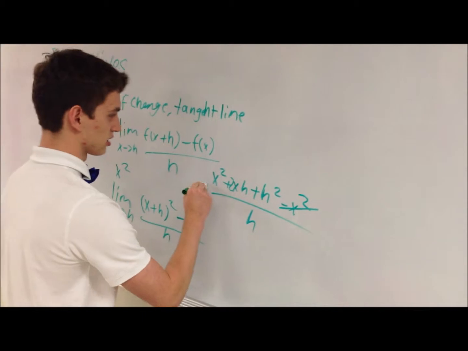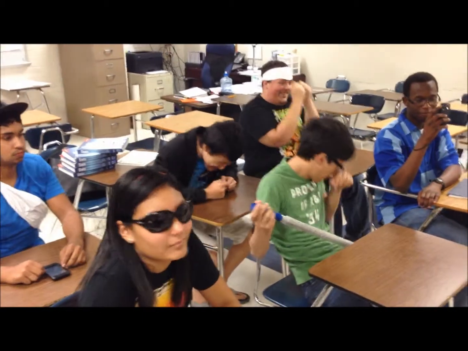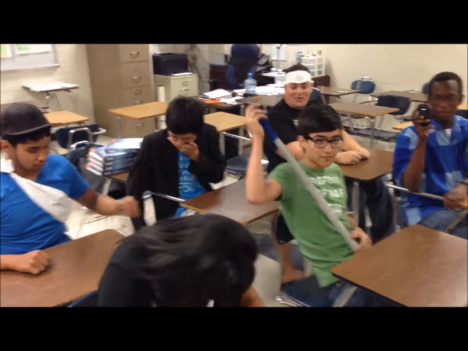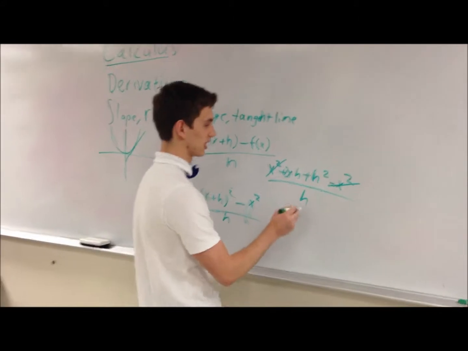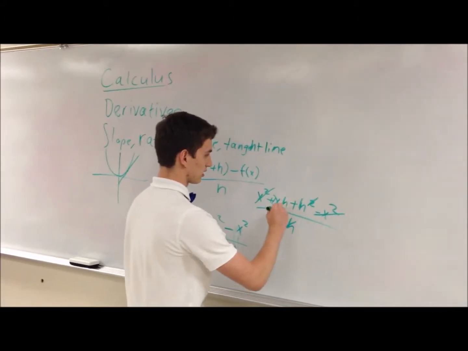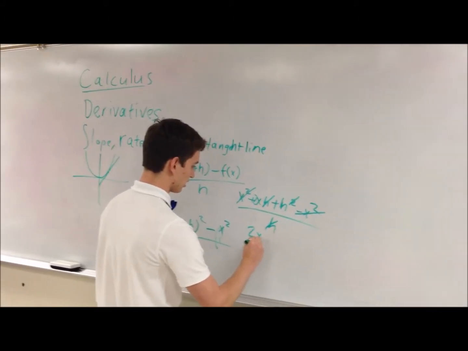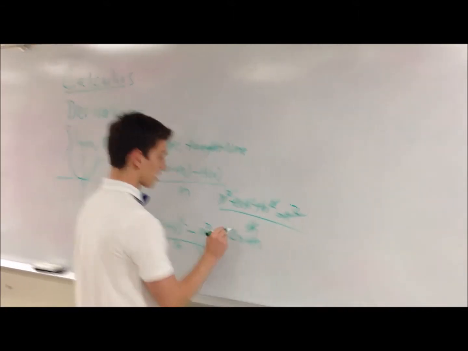This minus x squared and this positive x squared cancel out. Everyone follow me? And then we can take an h out of everything because it's divided by h, and all the terms have an h. So this h cancels out with that and that, and we are left with 2x plus h. So wait, what's the derivative? That would be the derivative.